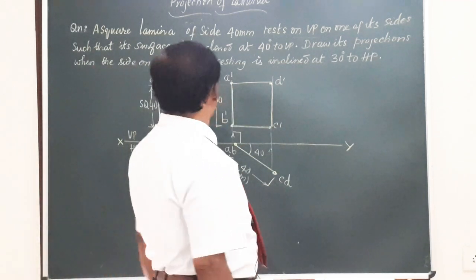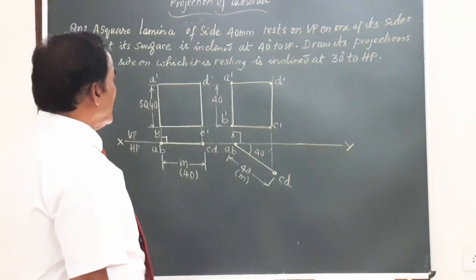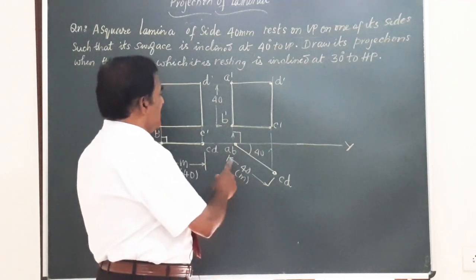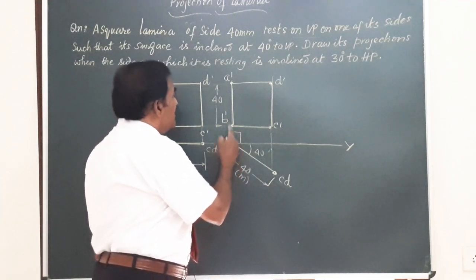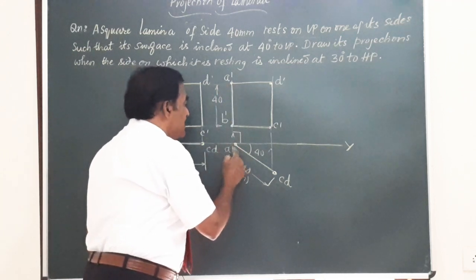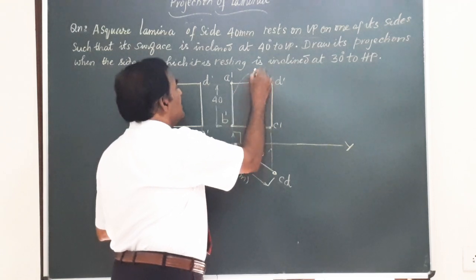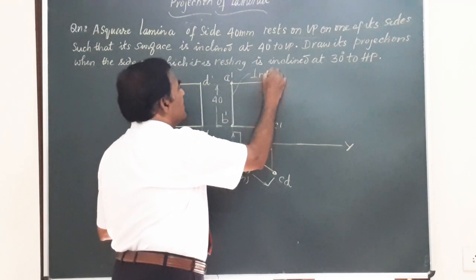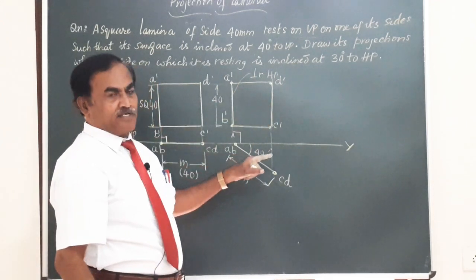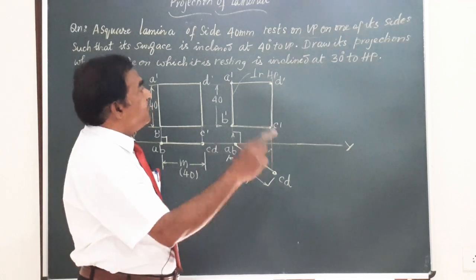Friends, it says, draw the projections when the side on which it rests is inclined at 30 degrees to VP. Friends, here you can see the lamina is resting on the wall, this VP, on side AB, and that side AB, if I write down here, is perpendicular to HP. This line is perpendicular to HP, but he says it has to be inclined at an angle of 30 degrees to HP.